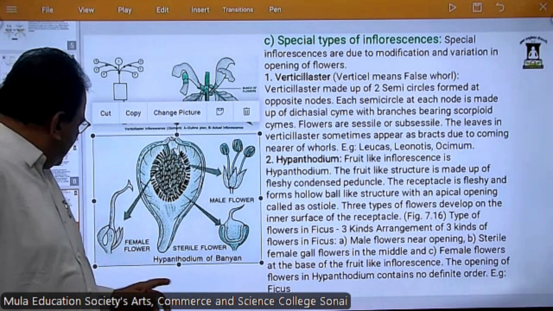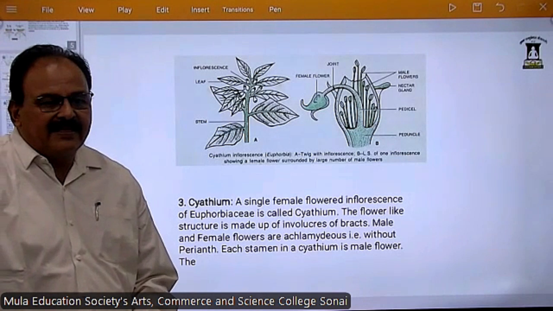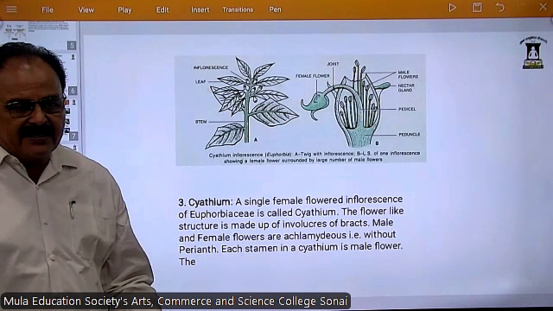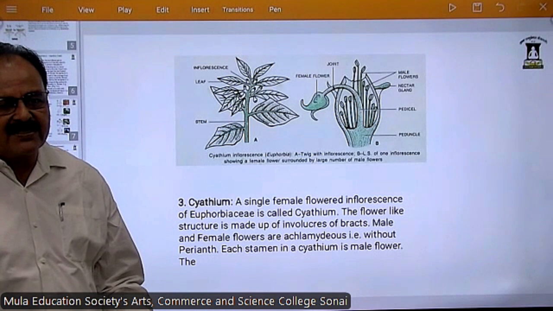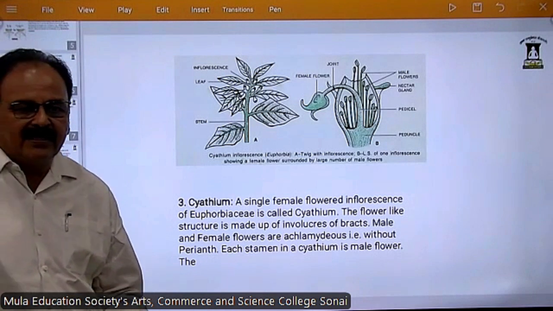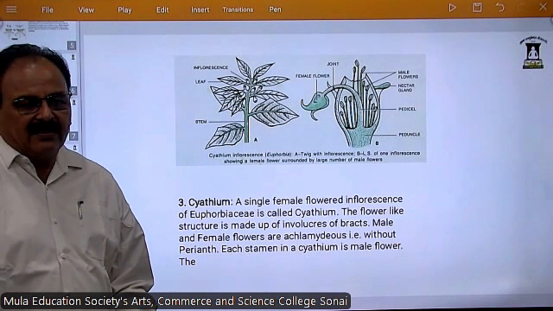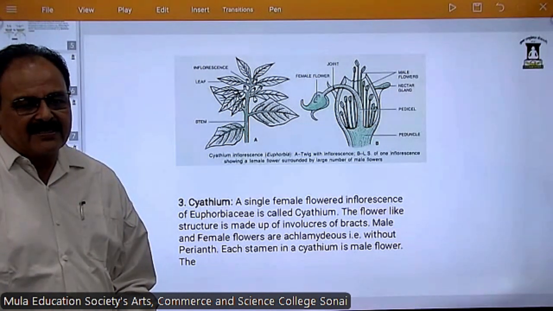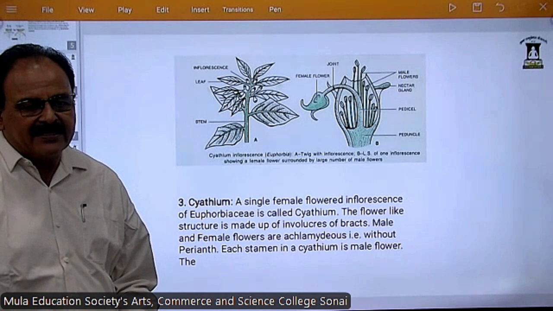And the last one is cyathium. The example of cyathium is from the Euphorbiaceae family. A single female flower or flowered inflorescence of Euphorbiaceae is called a cyathium. The flower-like structure is made up of an involucre of bracts. Male and female flowers are achlamydeous, without perianth. Each stamen in cyathium is a male flower.